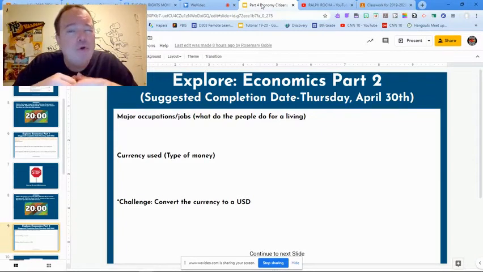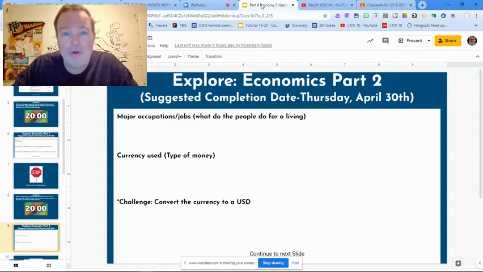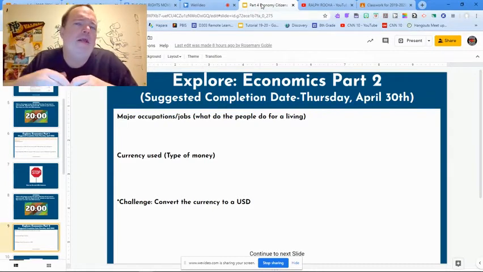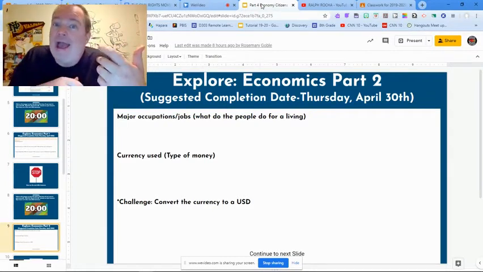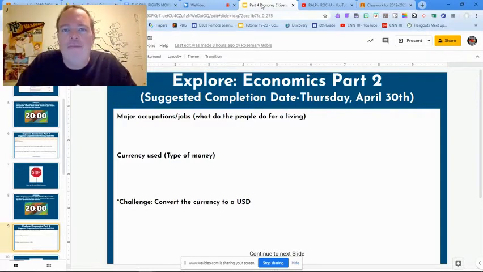Okay. Don't be general either. Don't say manufacturing and agriculture. Tell me what kind of farming they do. Tell me what kind of manufacturing. Instead of manufacturing, do they make cars? Do they make computers? Is it not agriculture? Is it wheat farming or dairy farming? So be specific on what the major occupations are.